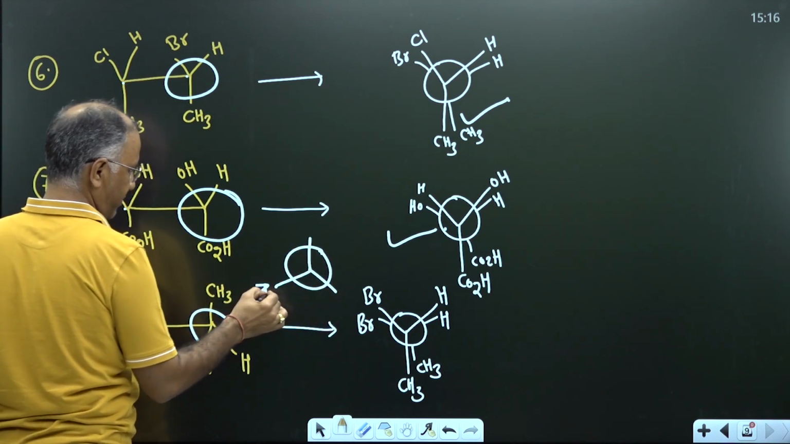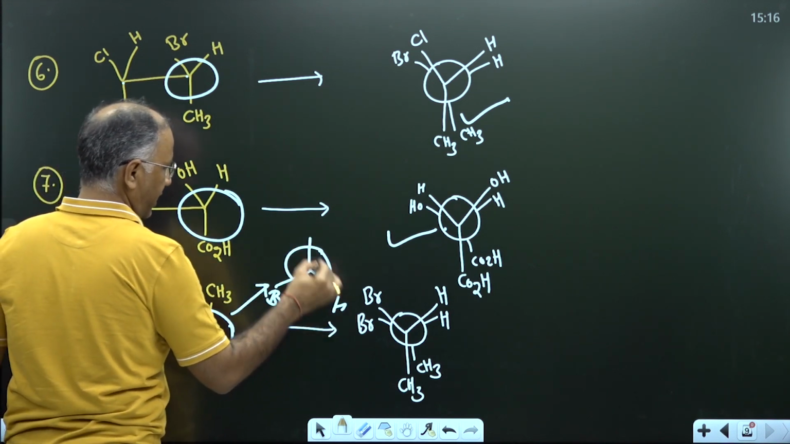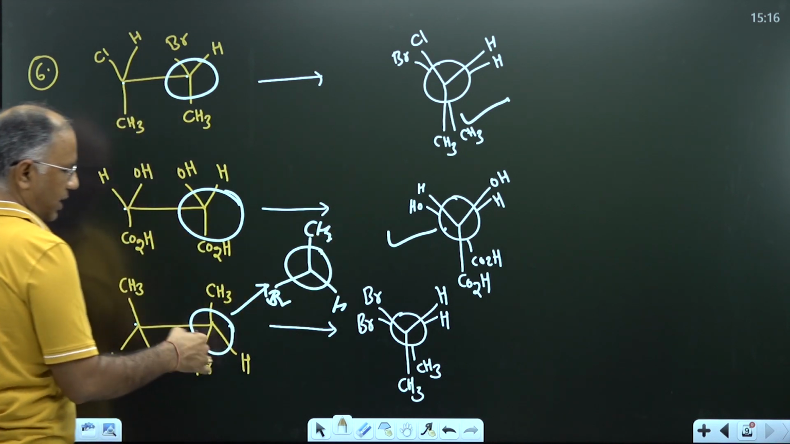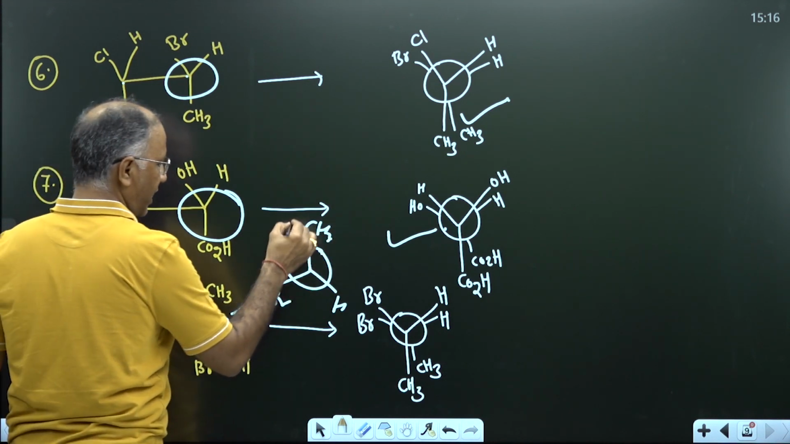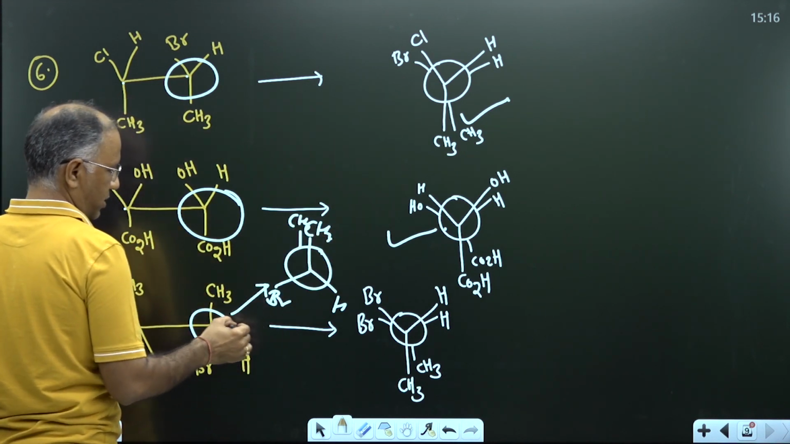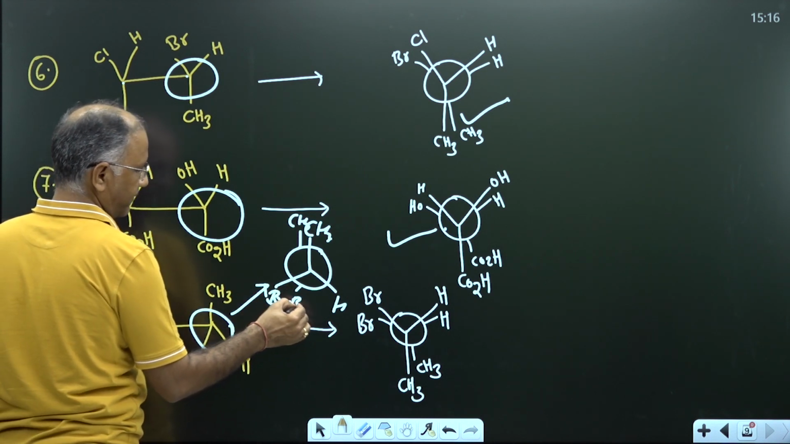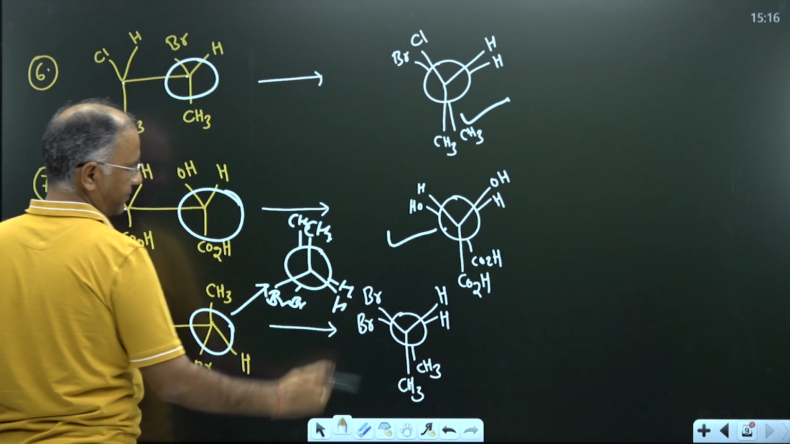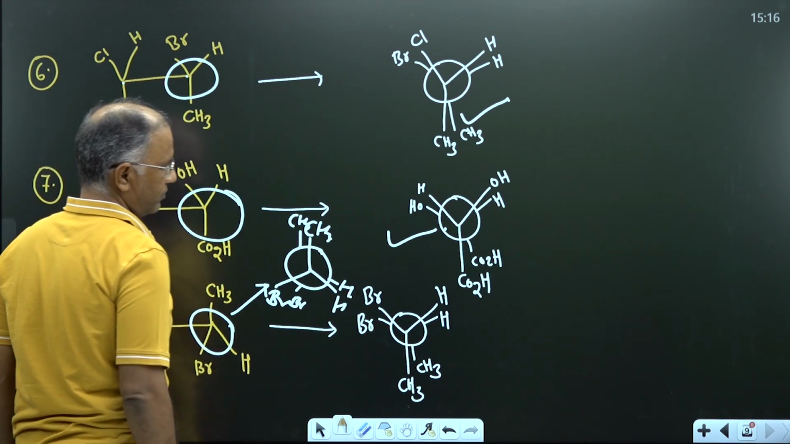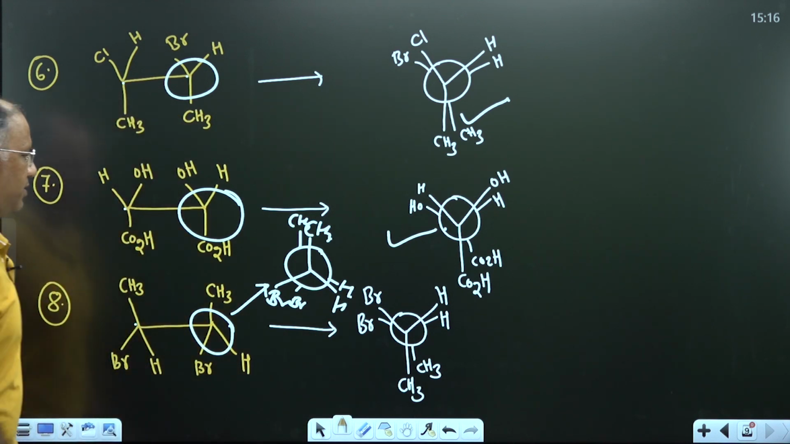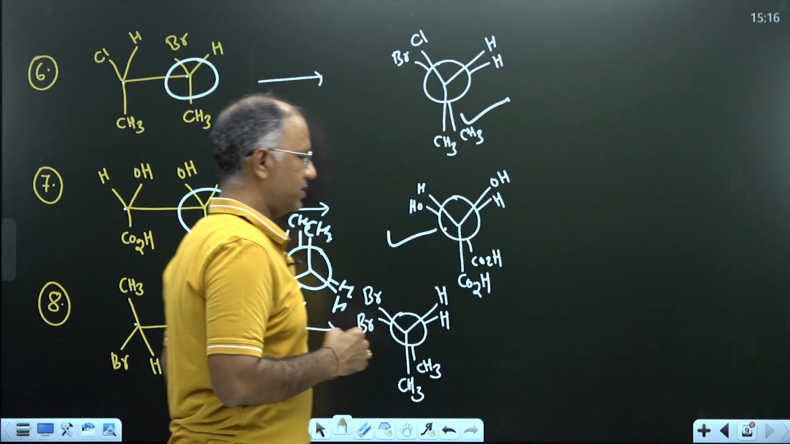This means we will get Br, H, and methyl. And on the back side, we will get methyl. Then there is a Br. Then there is an H. Got it? This is your correct answer.